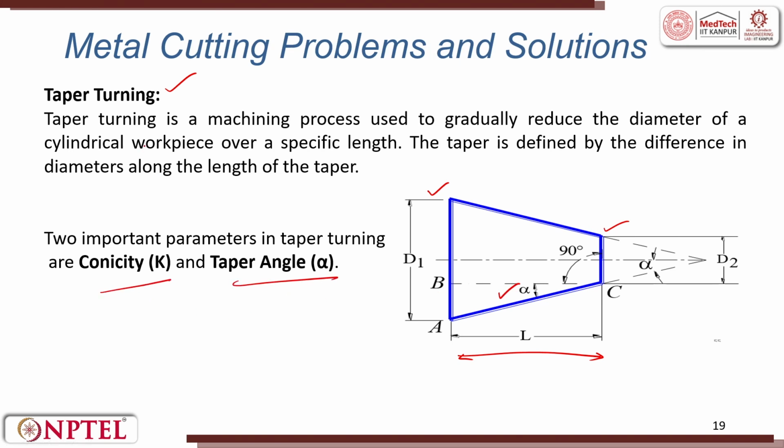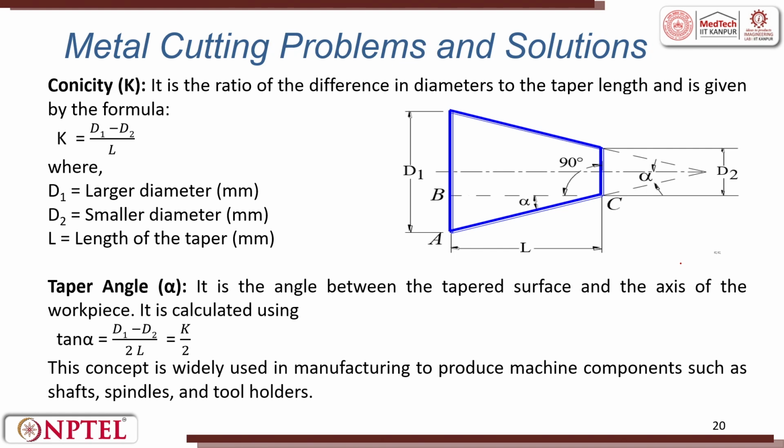By the definition, taper turning is a machining process used to gradually reduce the diameter of a cylindrical workpiece over a specific length. A taper is defined by the difference in the diameters along the length of the taper. So, here this alpha is half of this total angle. Conicity is also calculated. How is K calculated? K is D1 minus D2 by L, that is conicity. D1 is a larger diameter, D2 is a smaller diameter, and L is the length of the taper.